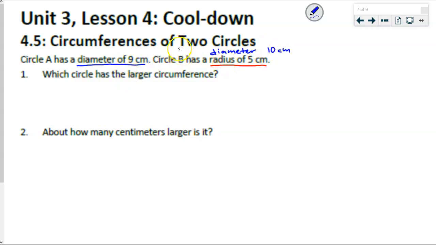So without even doing the calculation, which one is going to have the larger circumference? Circle A or circle B? Yep, circle B.